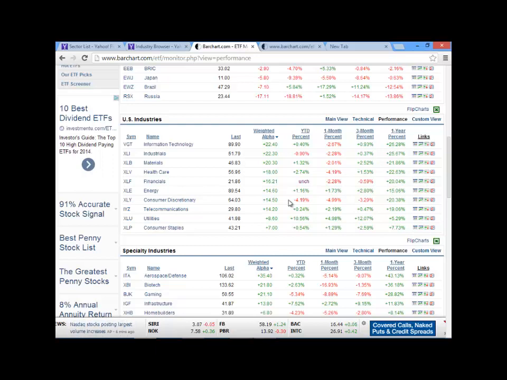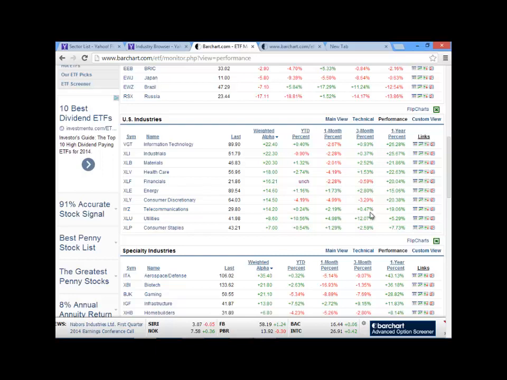But you can see that if you just go on the weighted alpha, information technology, industrials, and materials have a very strong weighted alpha. But to be honest, I don't really like them because I see there's a lot of negative numbers for that 1 month. But you can see here for energy, it's been a slow growth.